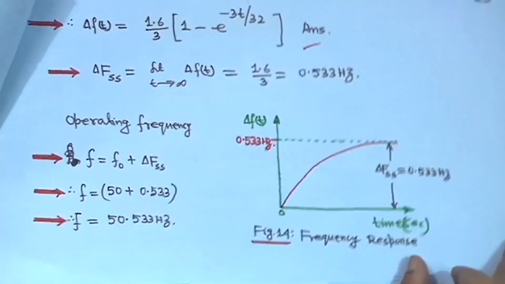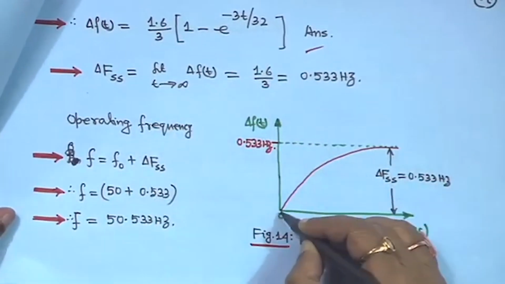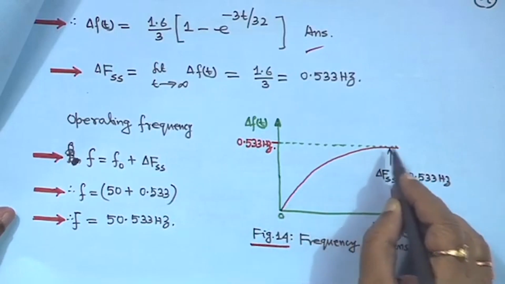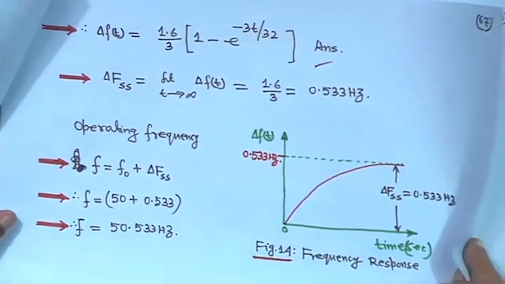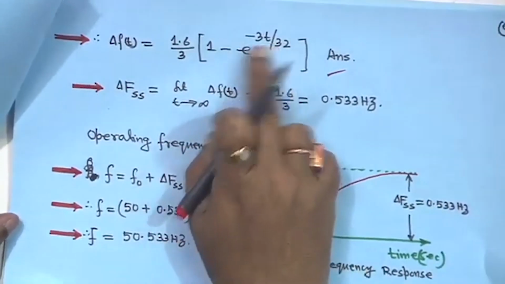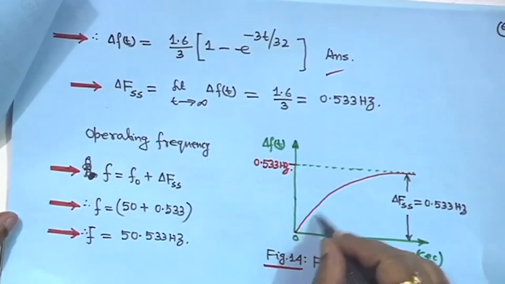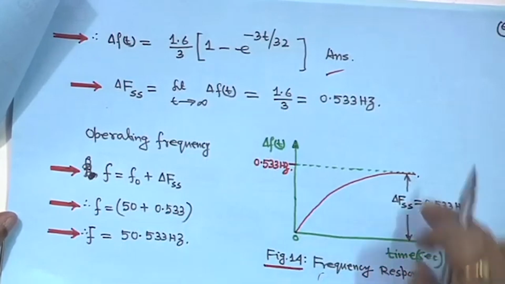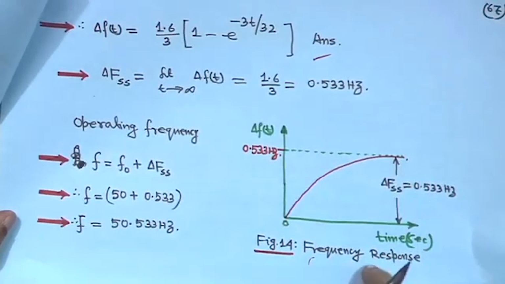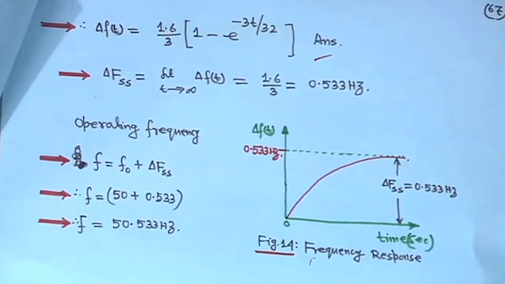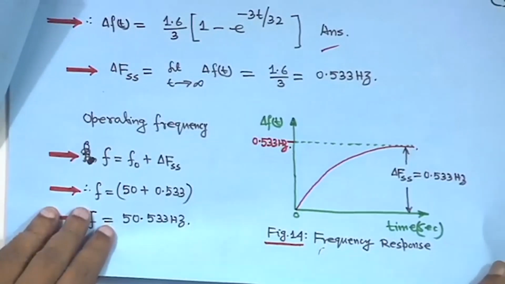If you plot this graph, it is an exponential graph. If you put t equal to 0, delta f at t equal to 0 is 0. So it starts from here and increases exponentially, finally reaching the steady state value, which is 0.533 hertz. This is the frequency response of this example. I hope that when you go through this video, you will understand this.